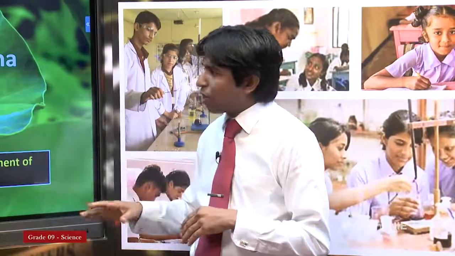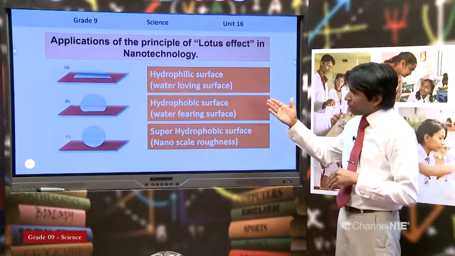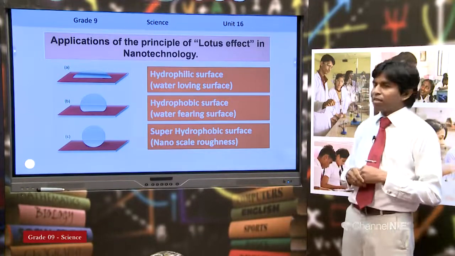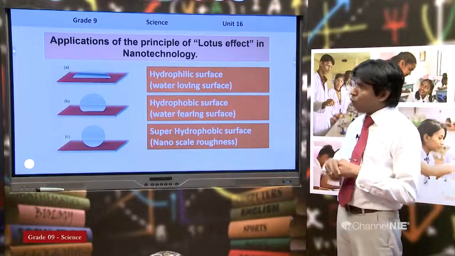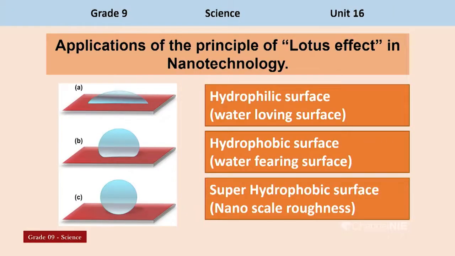Therefore, self cleaning. Now, you can see there are 3 images here. In the first one, you can see water gets attracted more towards that surface, so we call it a hydrophilic, water loving surface. In the second image, you can see a hydrophobic, water fearing surface. And in the third one, you can see a super hydrophobic surface, which has nanoscale roughness, so water does not retain. We use this natural hydrophobic surface in paints and in fabric, in the textile industry. We are going to discuss those applications.